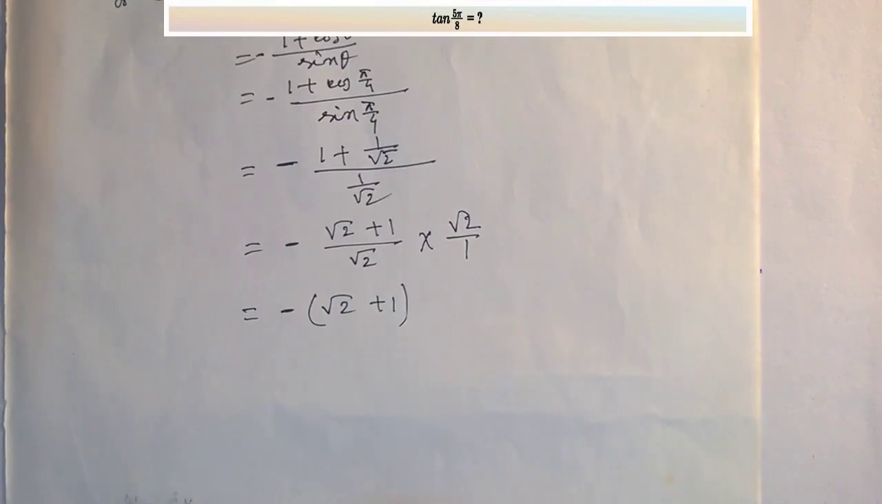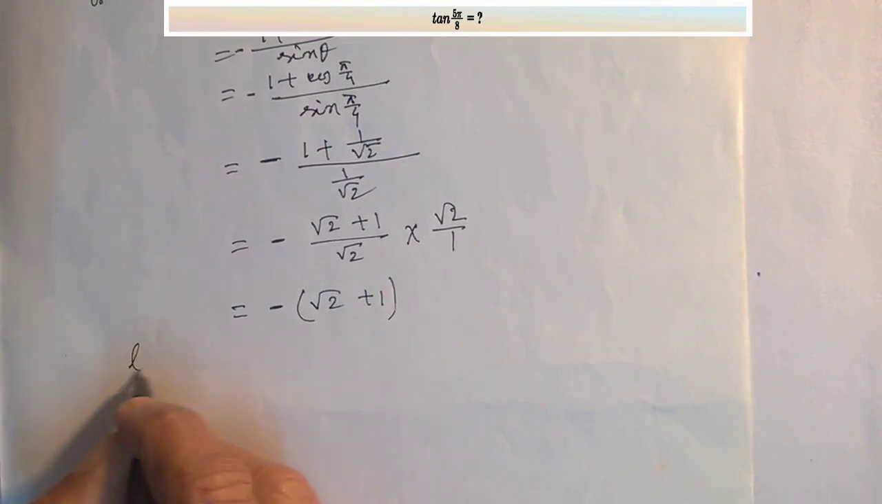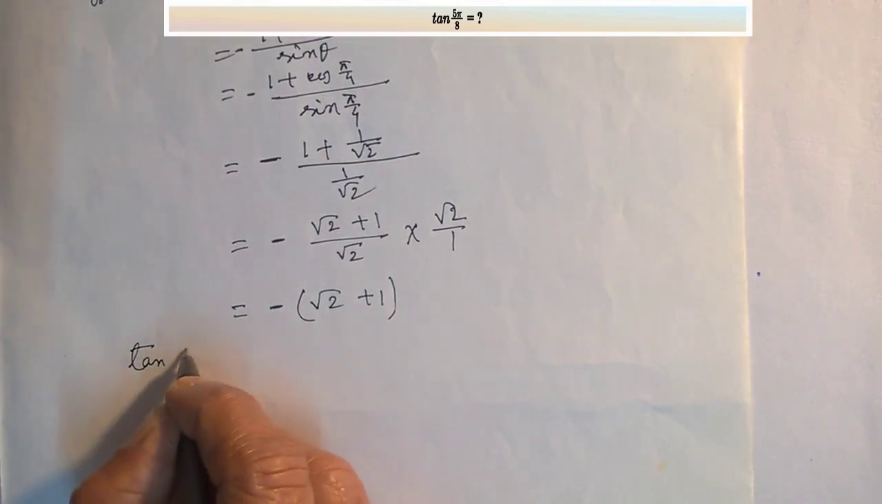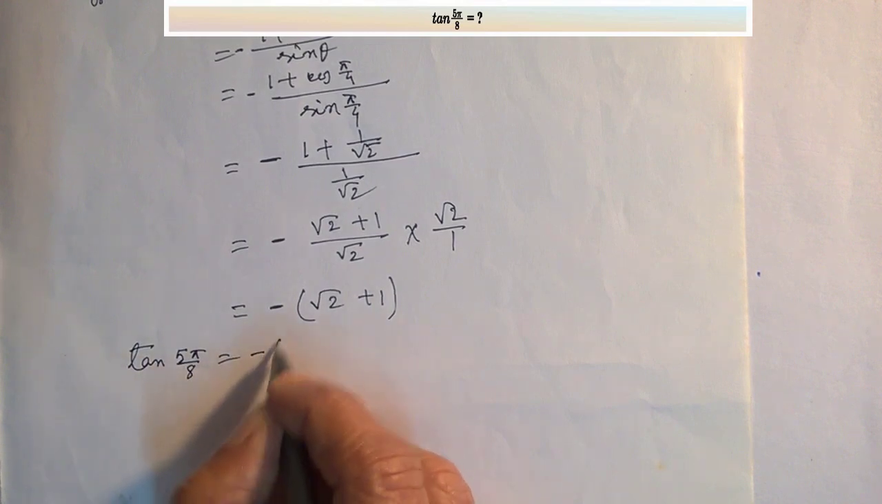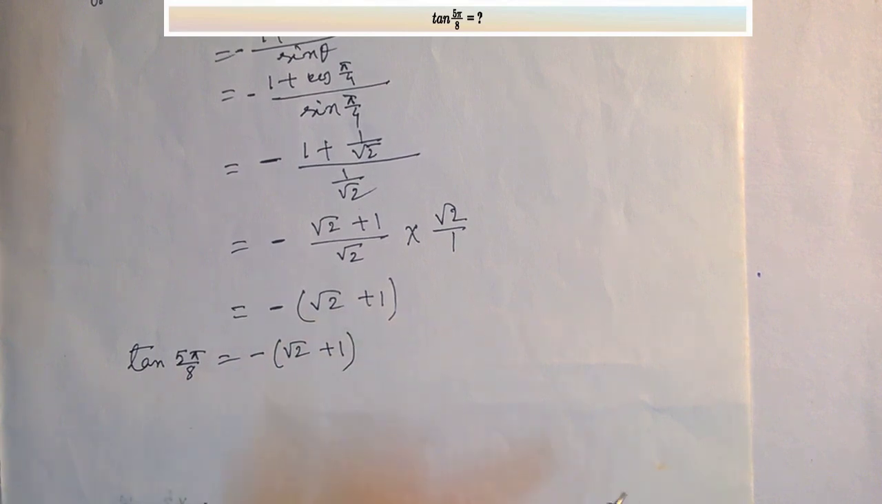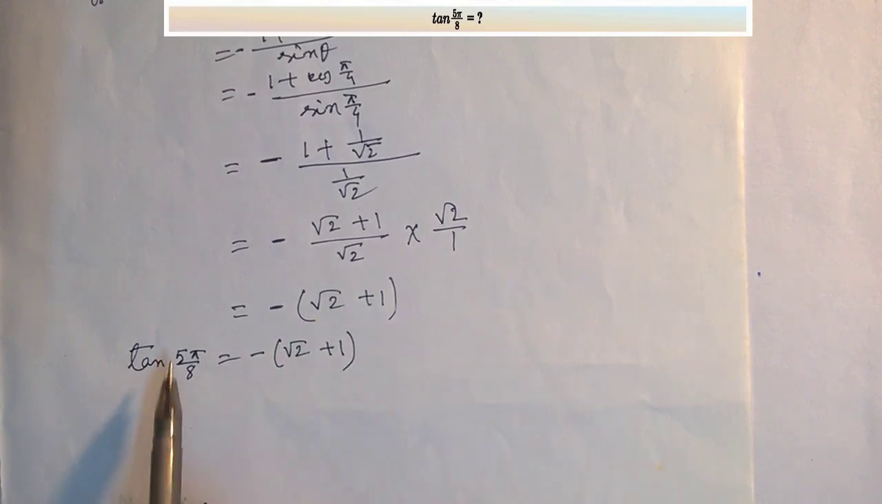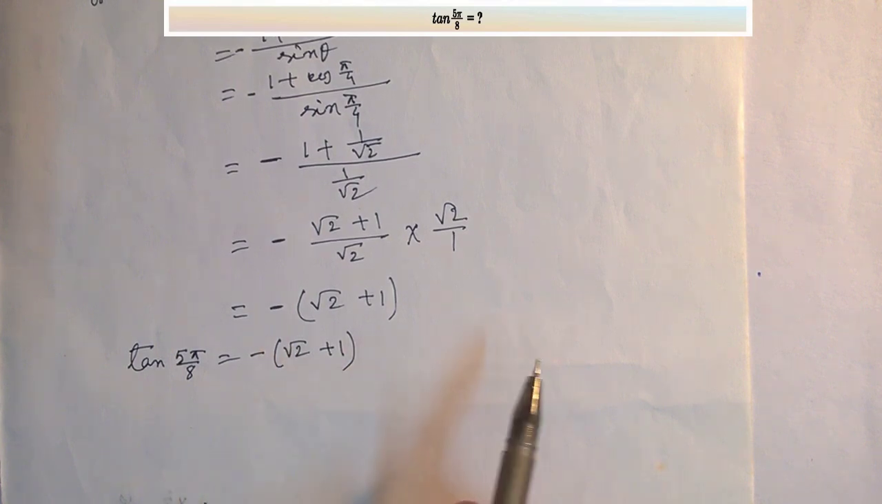So the final answer is tan 5 pi by 8 is equal to minus of root 2 plus 1. Hence the problem is solved, that is, the value of tan 5 pi by 8 is equal to minus, within bracket, root 2 plus 1.